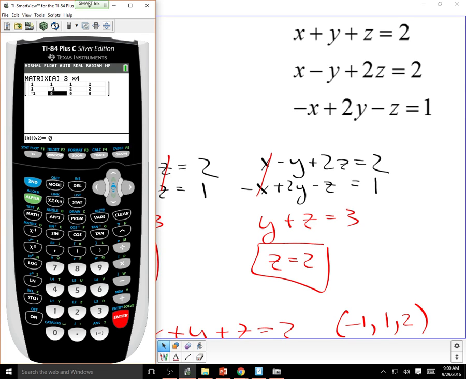Last line. -1, 2, -1, 1. Any questions on where those numbers came from? They're right here. -1, 2, -1, 1. They're all coming from the matrix.